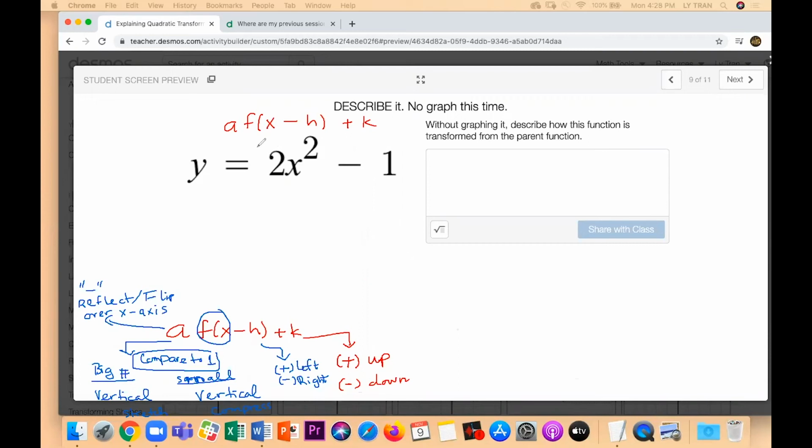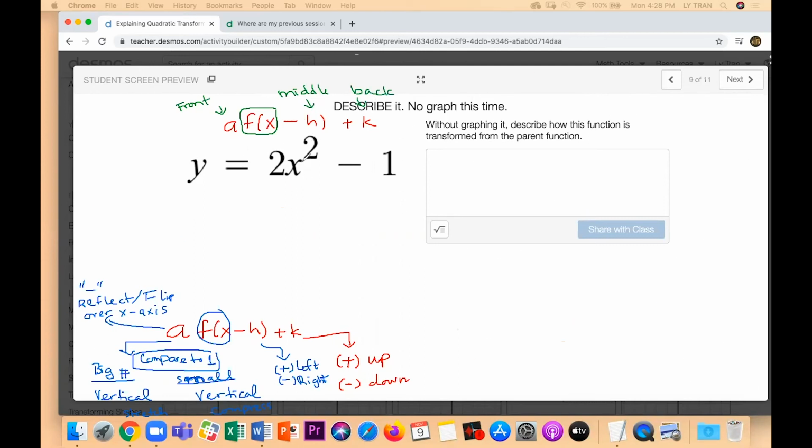Now I'm going to take a quick look. As you can see, if you see f of x, don't worry, this is just a function. So that means we are talking about quadratic. I always try to label a as the number in front, h is the one in the middle, and k is the one in the back. The one in the middle is always in parentheses.